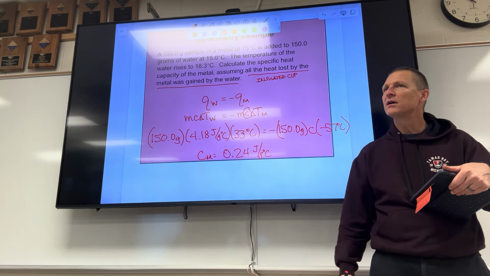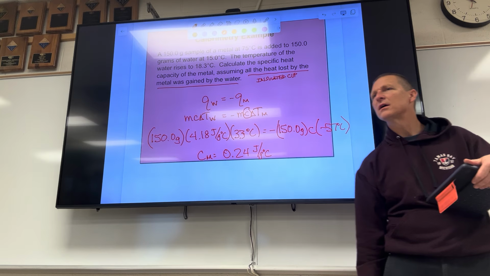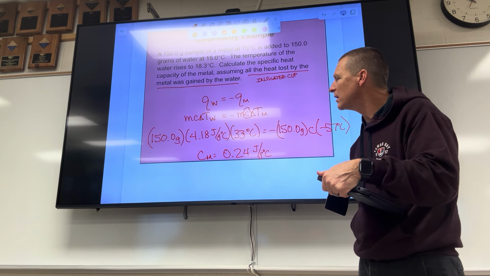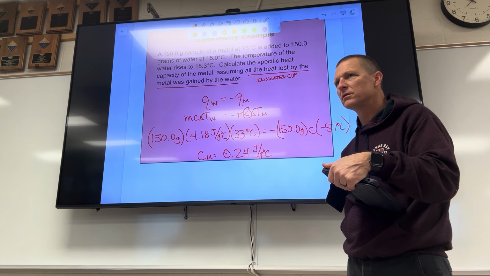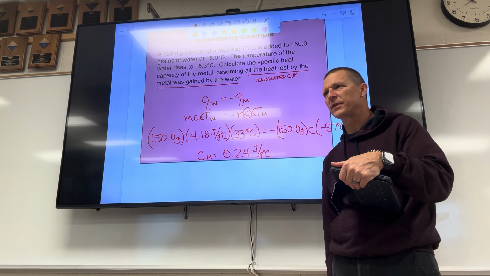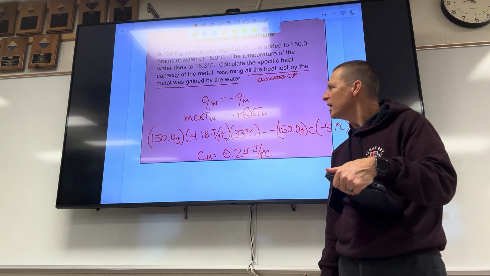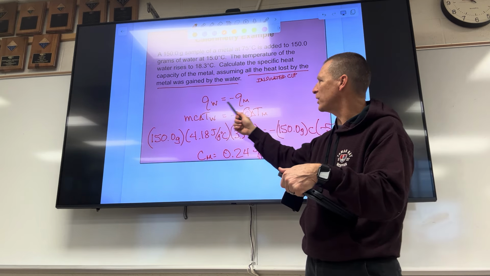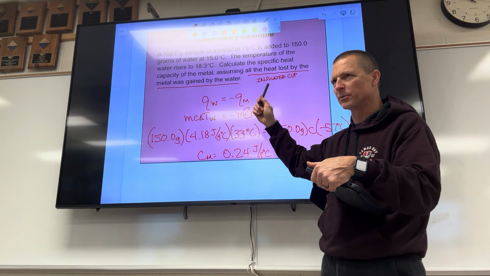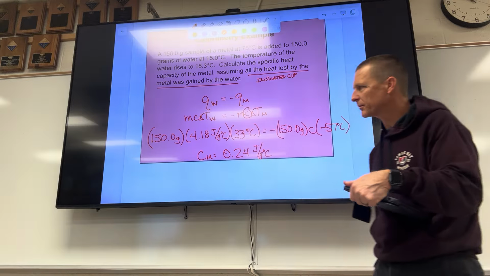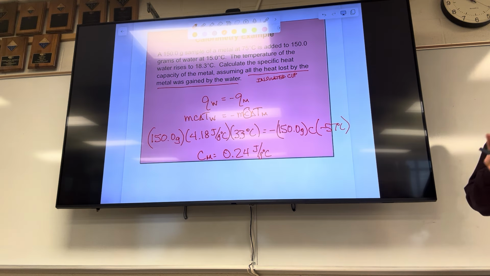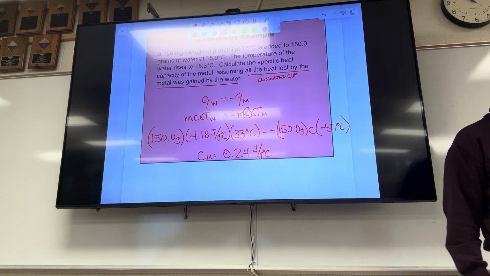Yes, Tara? If you do it the book way, would the heat of the water plus the heat of the metal equal 0? No. That's why I just don't like the book way. Because it wouldn't. These two things would be equal. The Q of the water would equal positive Q of the metal the book way. So you just have to know that the metal loses heat, but you can't show that mathematically.